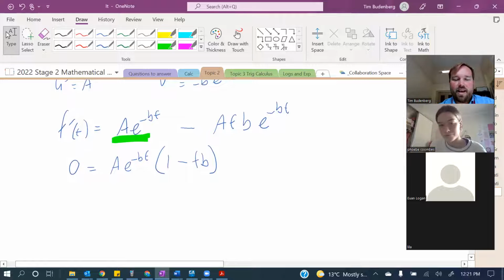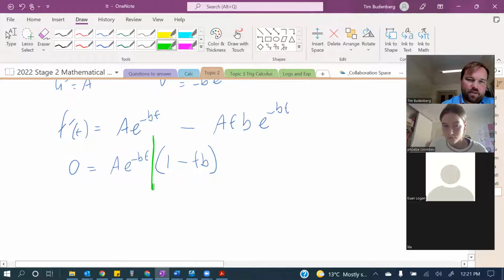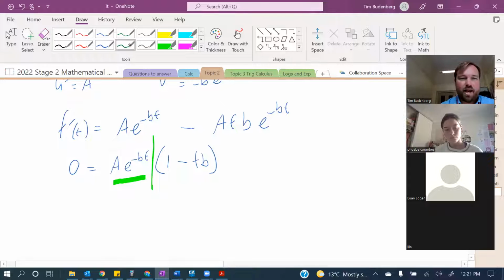All right, now we want this to equal 0. So really there are two halves to it. Let's talk about the left-hand half. A is a constant and it's positive, so it's not going to give us a 0. E to the power of anything is also always positive, so you're not going to get a solution from this side. It's just not going to work.